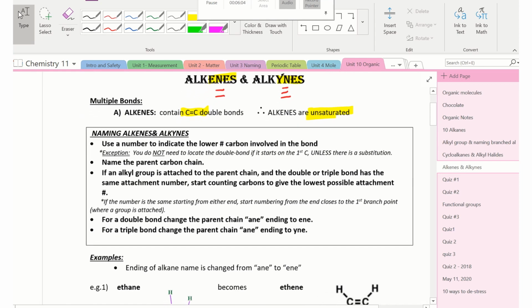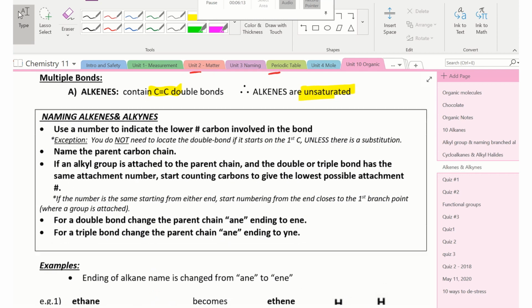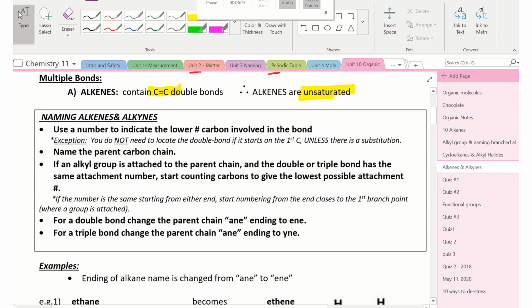And a lot of the names, when we name alkenes and alkynes, are quite similar. I'm just going to go through it here. You might feel very overwhelmed, but when we do examples, it will make more sense. I'm just going to quickly go through the rules with you here, and you are going to use a number to indicate the lowest number of carbon involved in the bond.